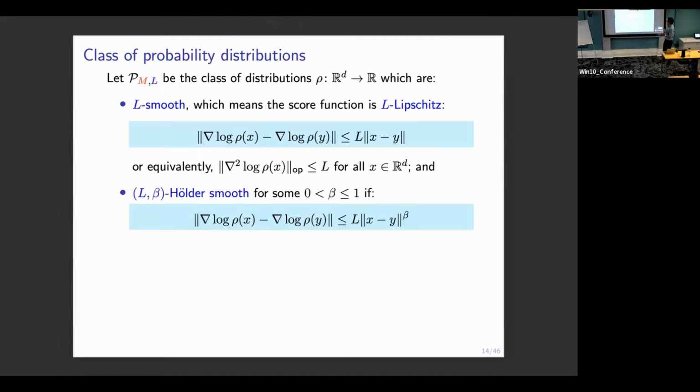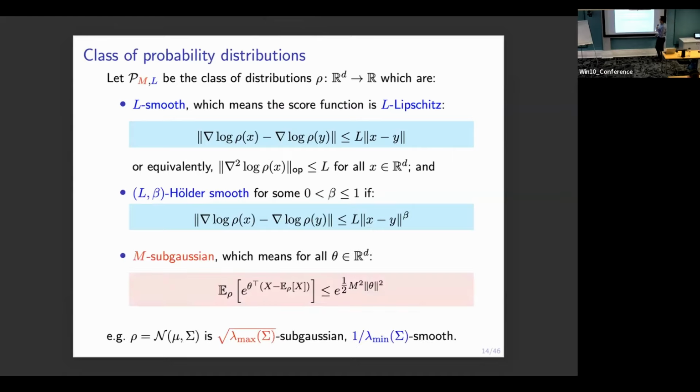Also later, I'll mention a result about Holder continuity. We say that the distribution rho is Holder smooth with this parameter beta if the difference of the score function is bounded by the difference of the points raised to this beta factor here. So when beta is 1, this is the Lipschitz case.